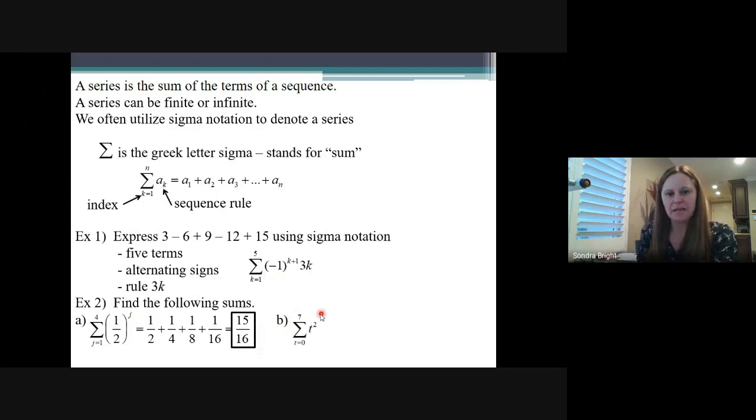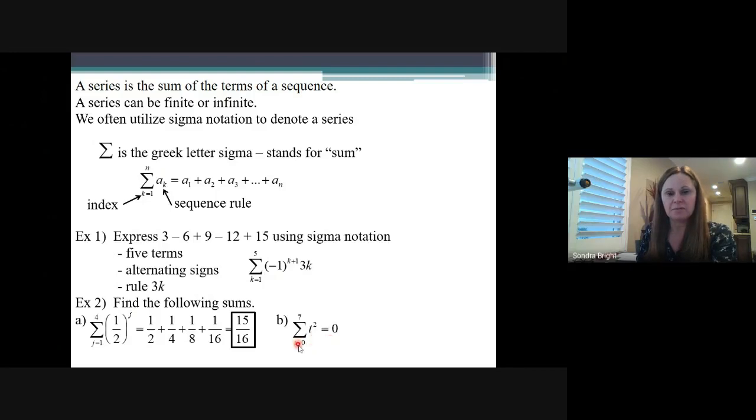All right, how about this guy? Ooh, I used a t this time. And notice this time the t isn't in the exponent up here like it was up here, right? It's the base there, t squared. This index starts with t equals 0. So you start by plugging a 0 into t.